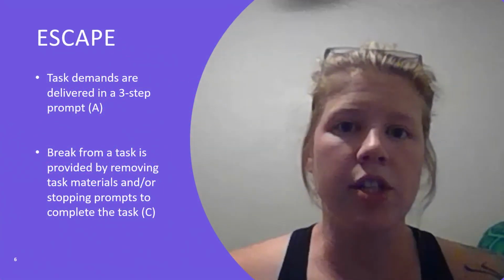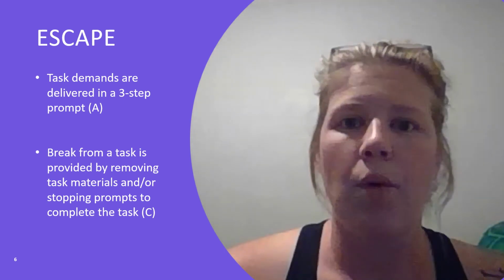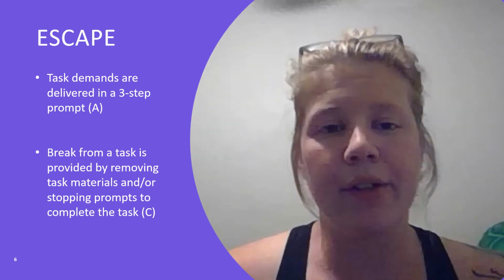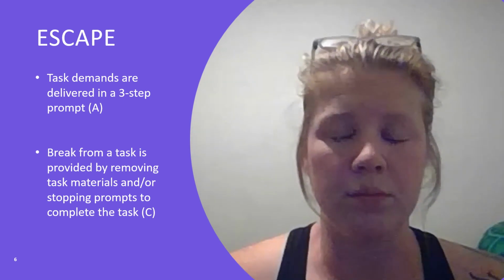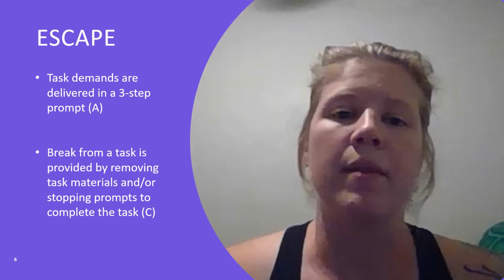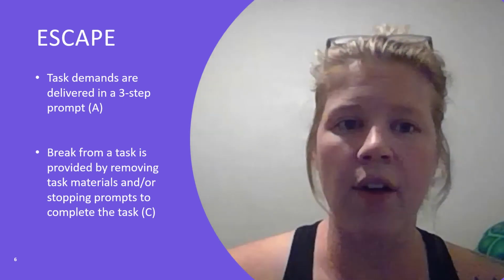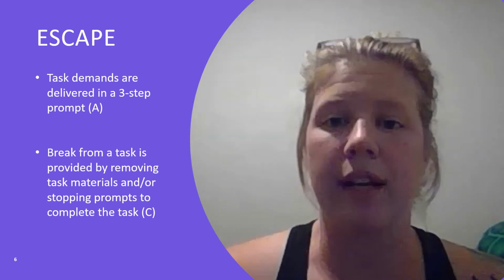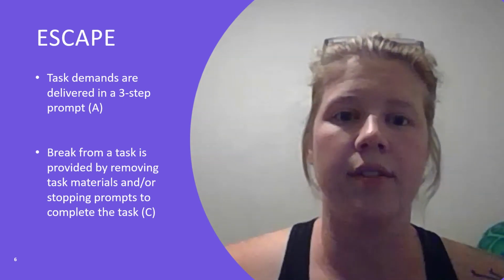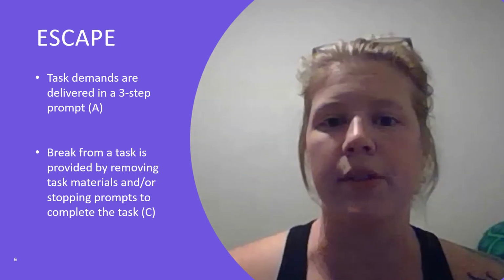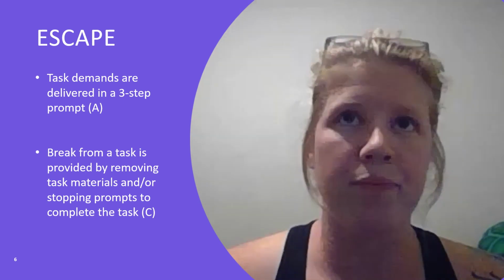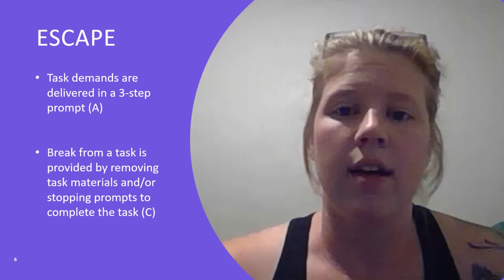For our escape condition, the antecedent would be placing a 3-step demand on the student. This could include giving a task like folding a towel. We would give a verbal command, then the practitioner could model folding the towel, and then finally provide hand-over-hand assistance to complete the task. So we're leveling up each demand that we're placing on the student to look for any escape behaviors or functions of an escape behavior that may occur.